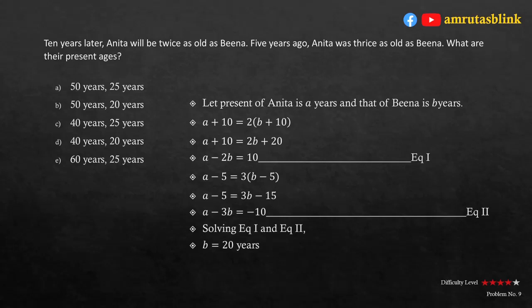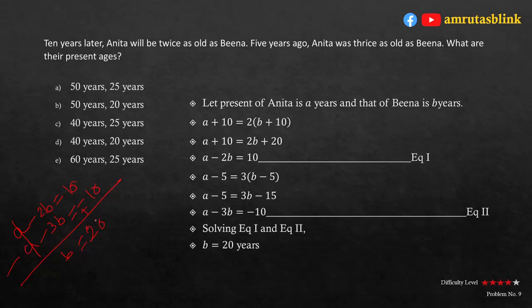So if you solve equations number 1 and 2, you will get the values of A and B. Let's solve A minus 2B is equal to 10 and A minus 3B is equal to minus 10. If you subtract, then A minus A will get cancelled, minus 2B plus 3B will be equal to B, and 10 plus 10 is equal to 20. So B is equal to 20 years.